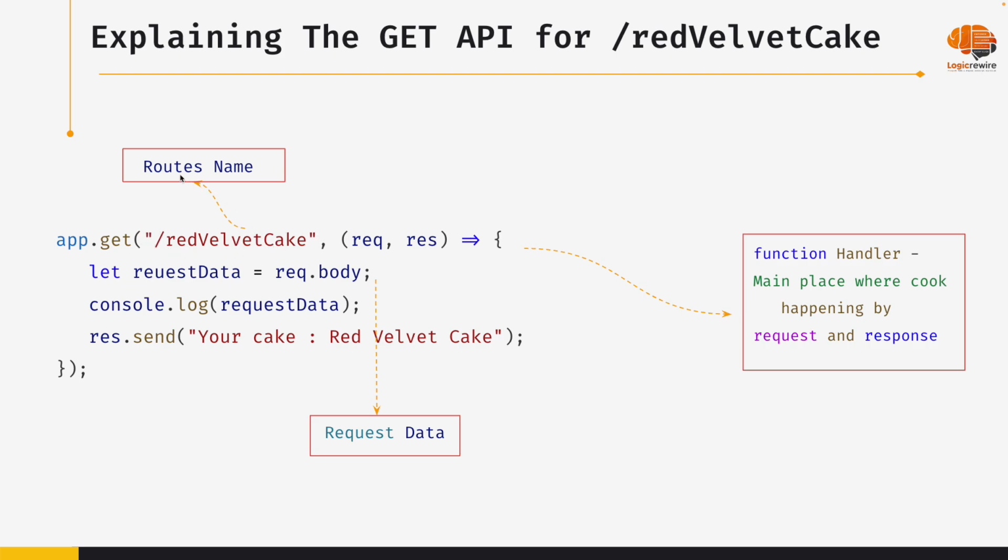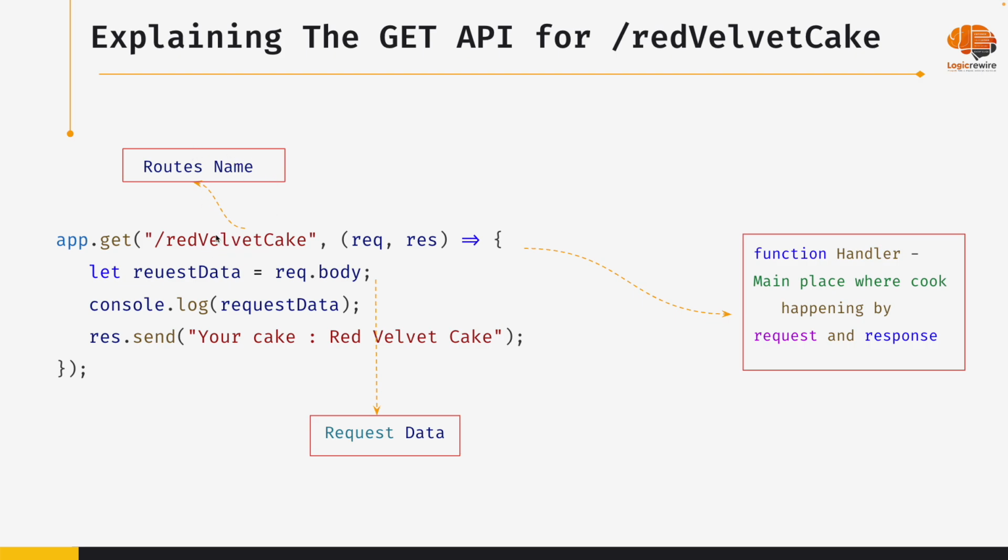So that is called the route name, or routing. Routing is nothing but navigating, or mapping. In generic words, it's like a menu item, which the server can get and prepare. So this is the name of the menu item, like red velvet cake. So this is the route name.